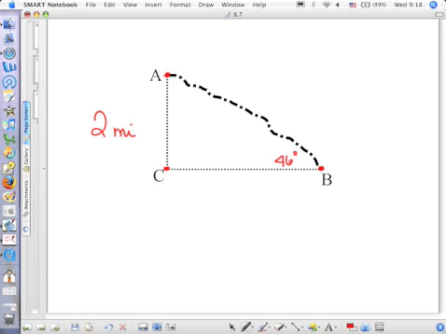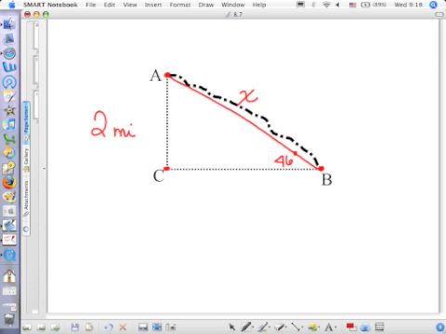All right, now, when we get this, is it going to be exact? It's going to be an estimate, okay? Because obviously a mountain is not a perfect straight line. But we are going to estimate it. So here's your right triangle. Now you've got to decide, do I use SOH CAH TOA?